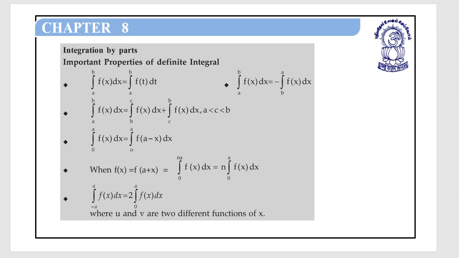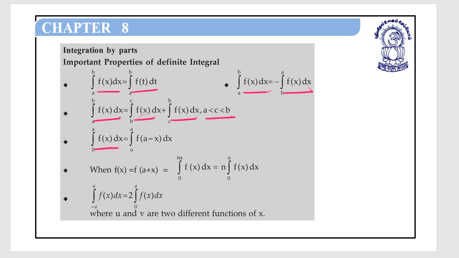Important properties of definite integral. Integral a to b f of x dx is equal to integral a to b f of t dt. Integral a to b f of x dx is equal to minus integral b to a f of x dx. Integral a to b f of x dx is equal to integral a to c f of x dx plus integral c to b f of x dx, a less than c less than b.